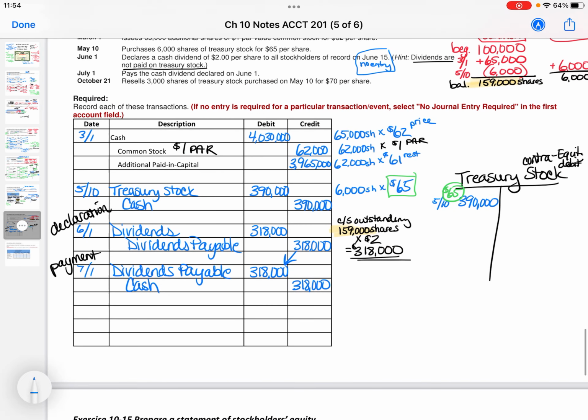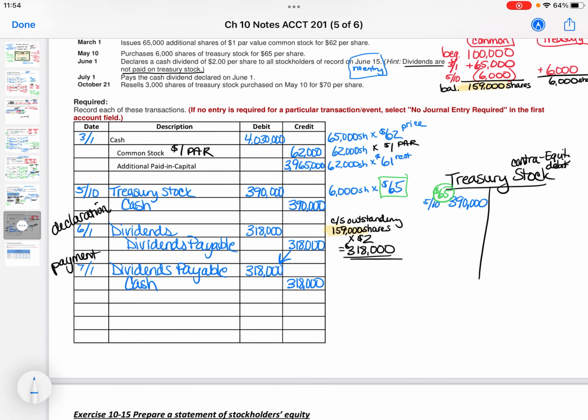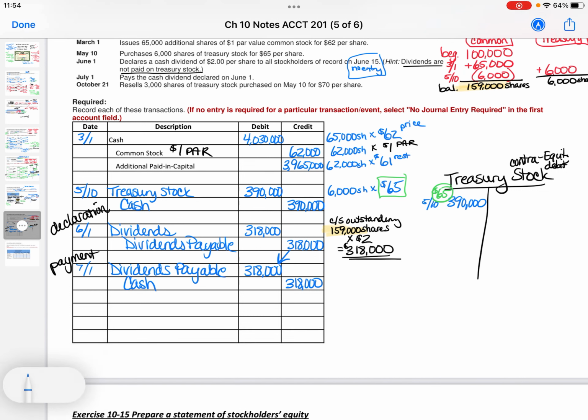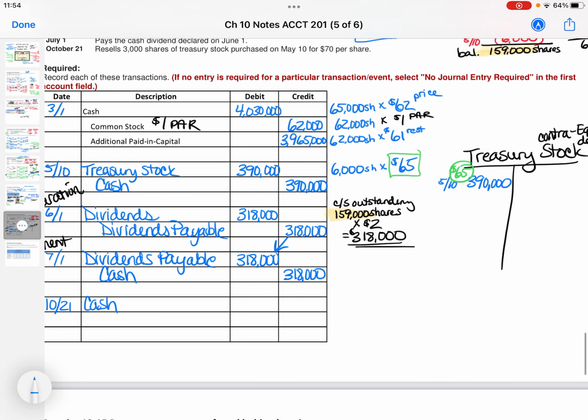Okay, one last entry. We're going to resell some of those shares of treasury stock. So it is October 21st. We're going to sell, so debit cash. We're going to receive some money. Okay, let's just do the full amount. So it was 3,000 shares, and we're selling them for $70 a share. That's the sales price. So 3 times 7, 21, so $210,000 will be my debit to cash.